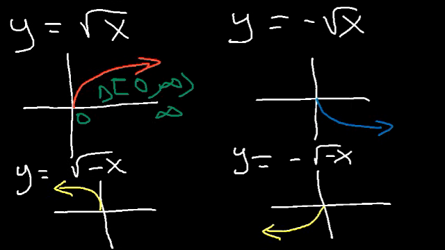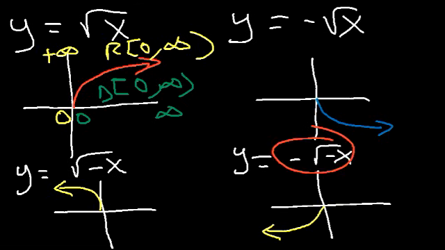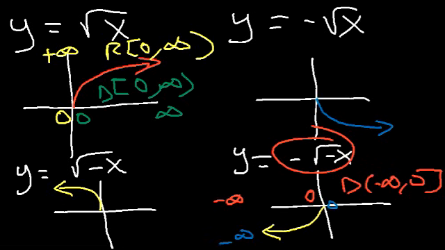So the domain for the square root of x is from 0 to infinity, but it includes 0. The range, the lowest y value is 0, the highest y value is infinity. So the range is also 0 to infinity. But now if we focus on this function, the domain is different. The lowest x value is negative infinity, but it stops at 0. So the domain is negative infinity to 0. Now the range, we can see that the lowest y value is negative infinity, the highest is 0. So the range is also negative infinity to 0.